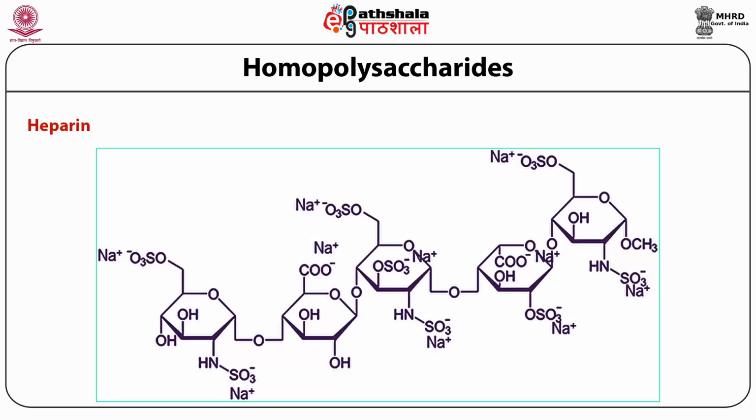It is present in liver, lung, thymus, spleen, and blood. It is a polymer of D-glucuronic acid and D-glucosamine. In this, the amino group and some of the hydroxyl groups are combined with sulfuric acid.